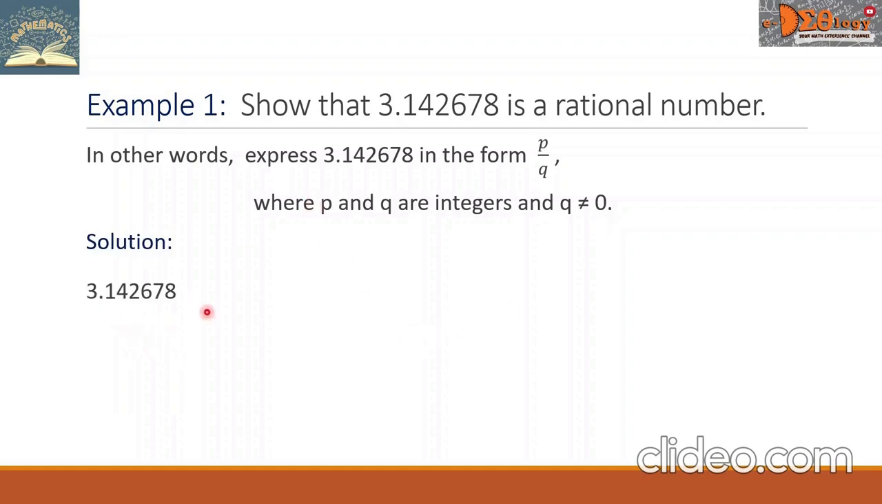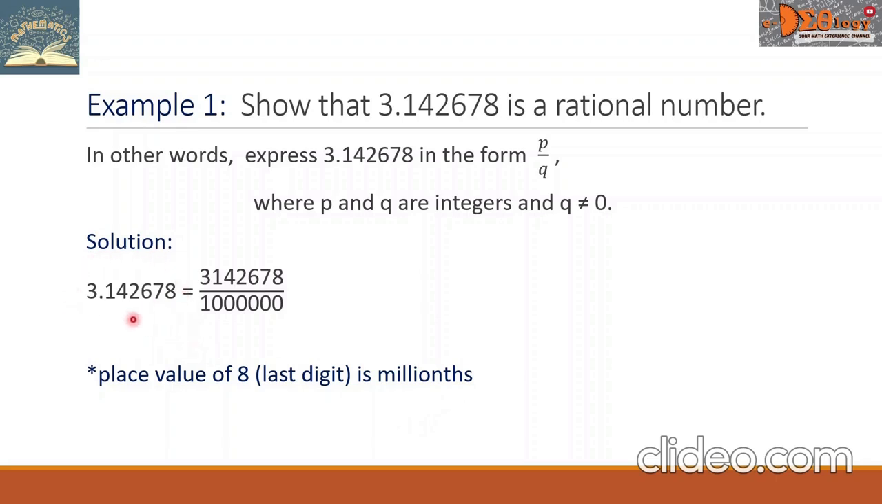We write the value here. Take note that the place value of 8, that is the last digit, is millionths. So we write this number on top as the numerator without the decimal. And in the denominator, we write million. This is the answer.